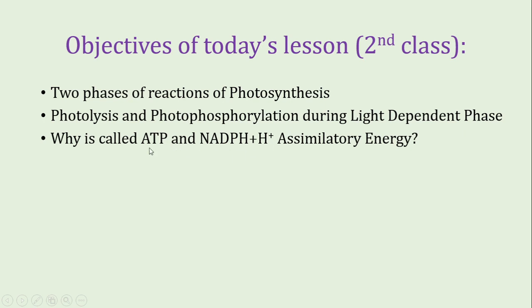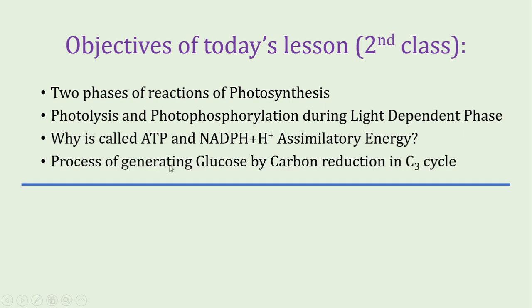Because ATP and NADPH are produced during the light dependent phase, they help in the light independent phase to capture and assimilate carbon dioxide to produce glucose. And the process of generating glucose by carbon reduction is the C3 cycle. We'll understand the C3 cycle in detail, and we'll know how carbon dioxide is captured and this carbon is reduced to produce glucose.